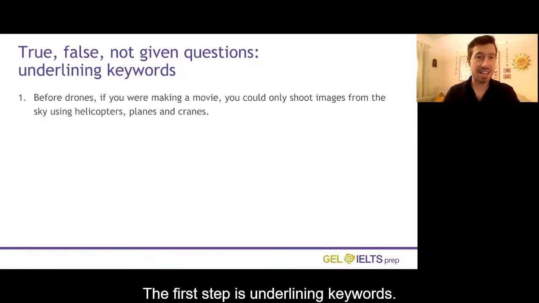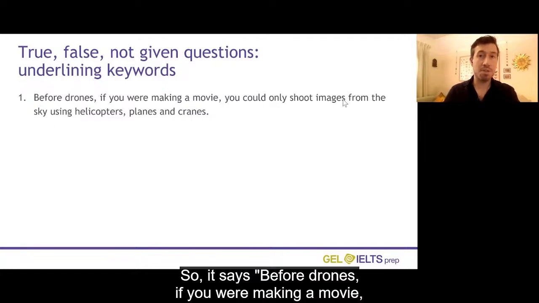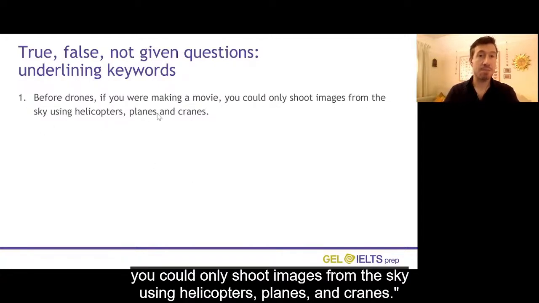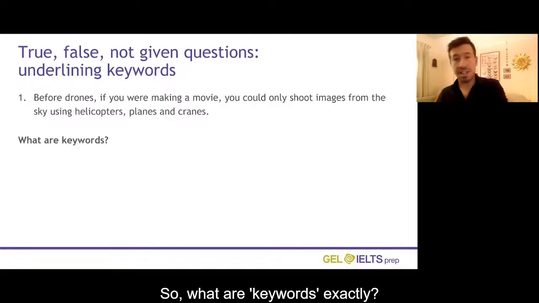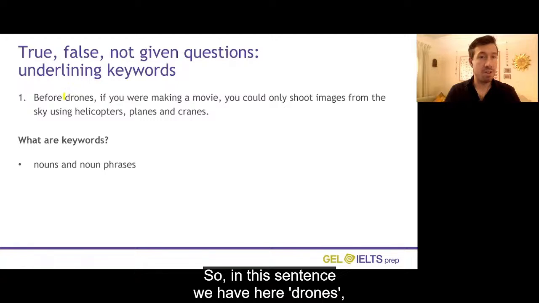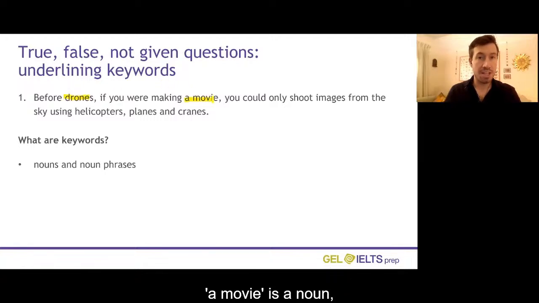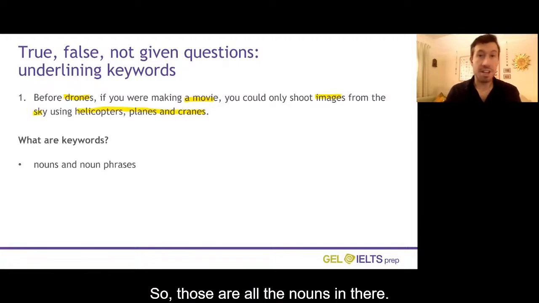The first step is underlining keywords. So let's take this question here. It says, "Before drones, if you were making a movie, you could only shoot images from the sky using helicopters, planes, and cranes." Now we need to first highlight the keywords in this to check what we're looking for. So what are keywords exactly? Well, the first thing is nouns and noun phrases to look for. So in this sentence, we have drones, a movie, shoot images from the sky using helicopters, planes, and cranes. So those are all the nouns in there. So those would be some keywords.